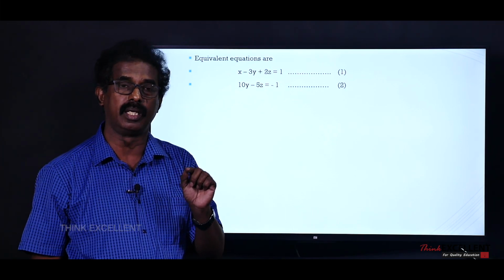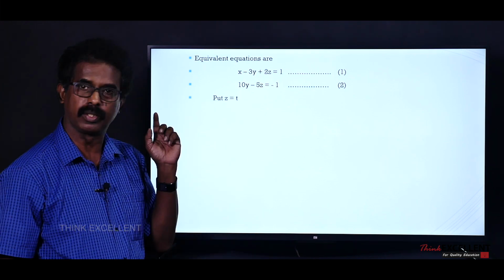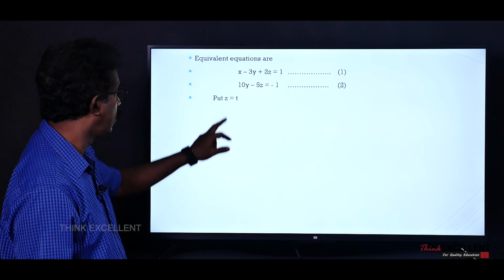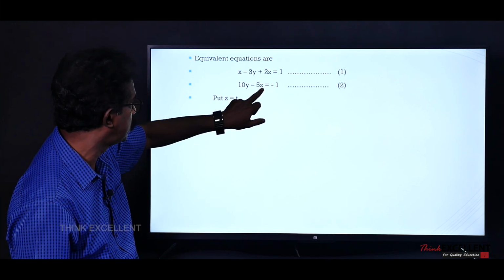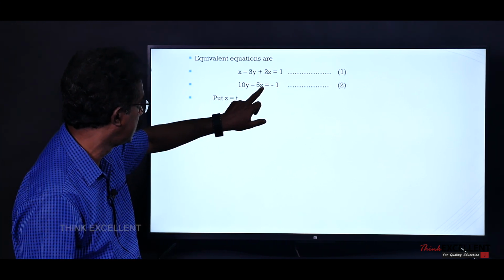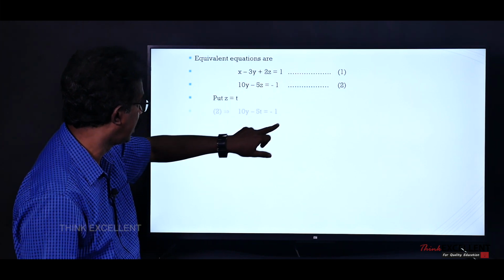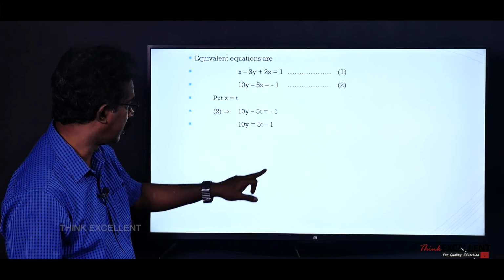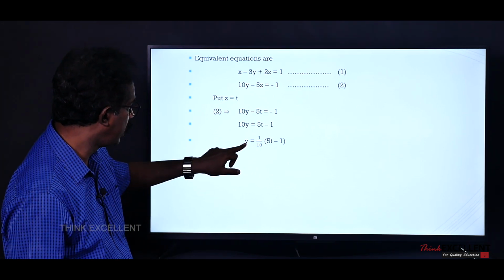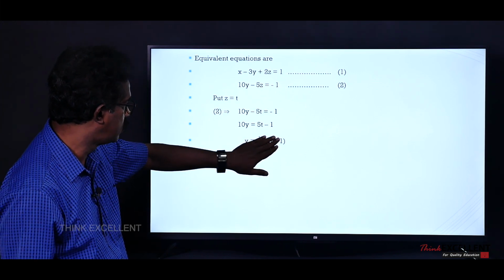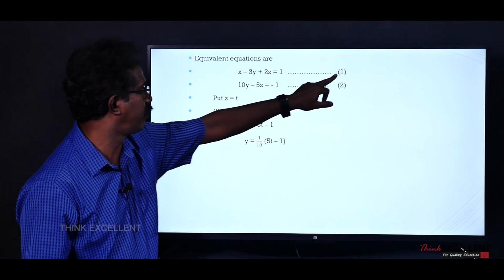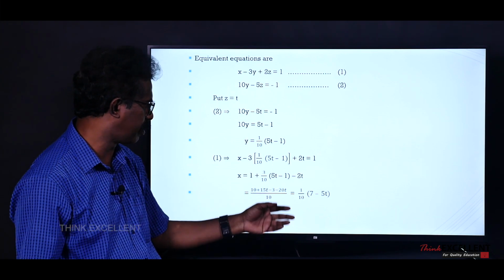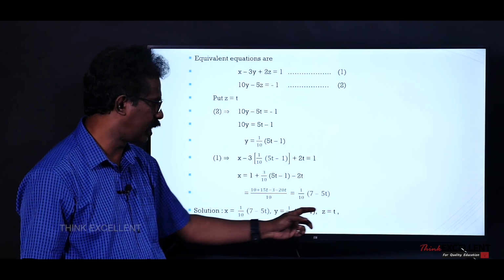We give a substitution, put z equal to t. Any one variable you can give, but normally we put z equal to t or k. Back substitution: z equal to t in the second equation. So minus 5t, take that side, plus 5t, and y equal to (5t minus 1) by 10. Now substitute both the y value and z value in the first equation and you can find x also. Simple calculation, take LCM and you can do that. Finally you write the x value, y value and z value.